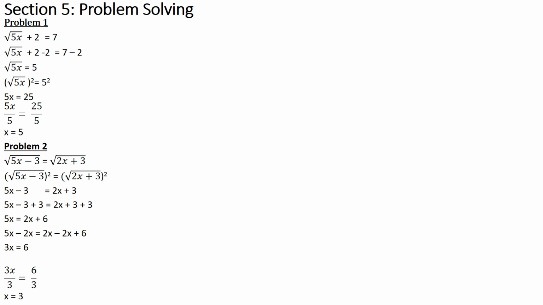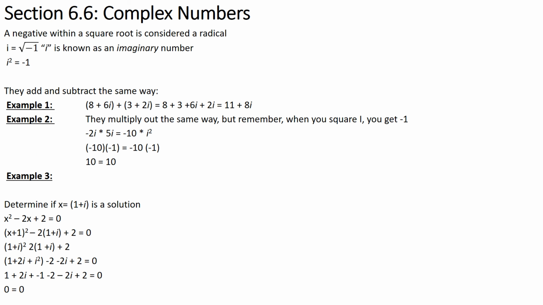Then I'm going to get rid of that 2x on the other side. 5x minus 2x is 3x. 3x equals 6. Divide both sides by 3, and I get 3x over 3 equals 6 over 3. And I get x equals 3. Whoa, nope. X equals 2. Yeah, 6 over 3 is 2, so that would be 2.